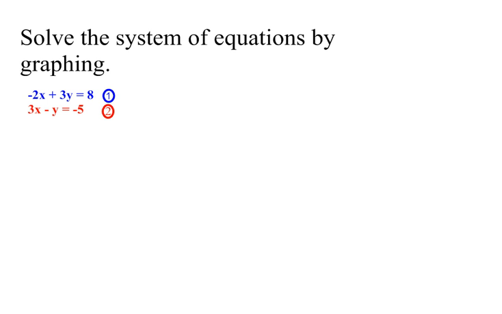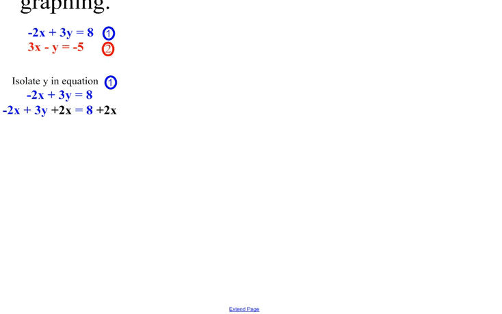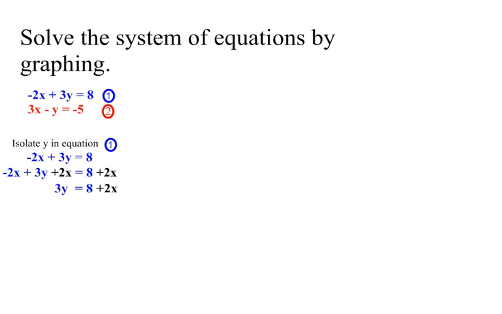So we're going to start by isolating y in equation 1. We start with our equation 1, which was minus 2x plus 3y equals 8. I want to isolate y, so I want to bring all the terms with x to the right side of the equation. So now I have minus 2x. I want to get rid of that, so I'm going to add 2x on both sides of the equation. Okay, if we look at the next line here, we have 3y is equal to 8 plus 2x.